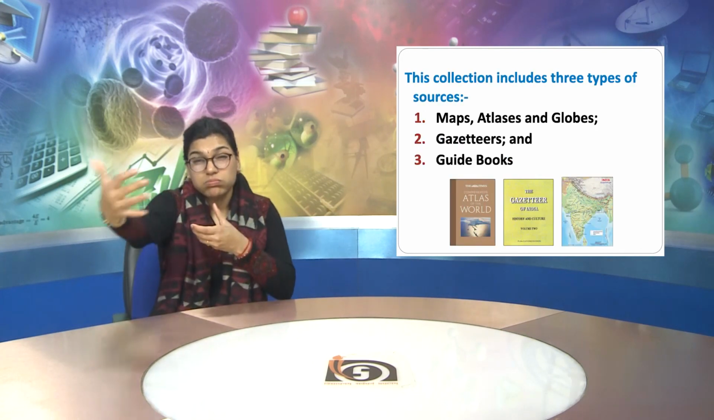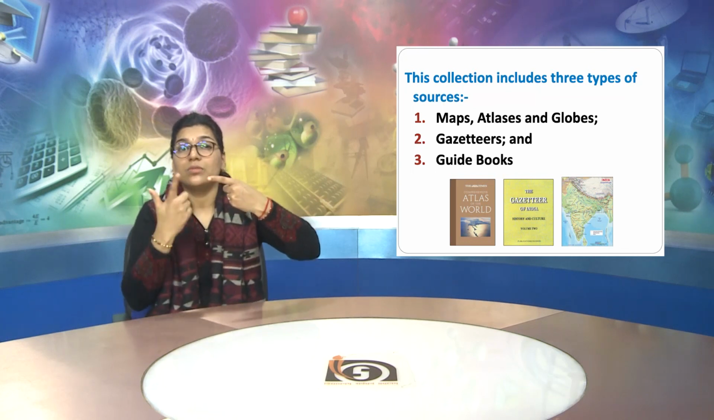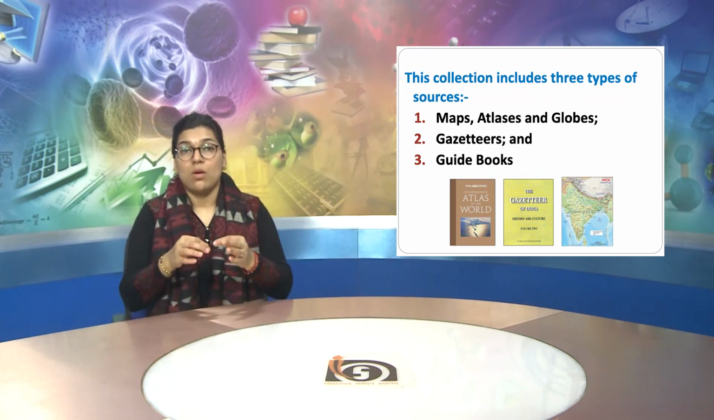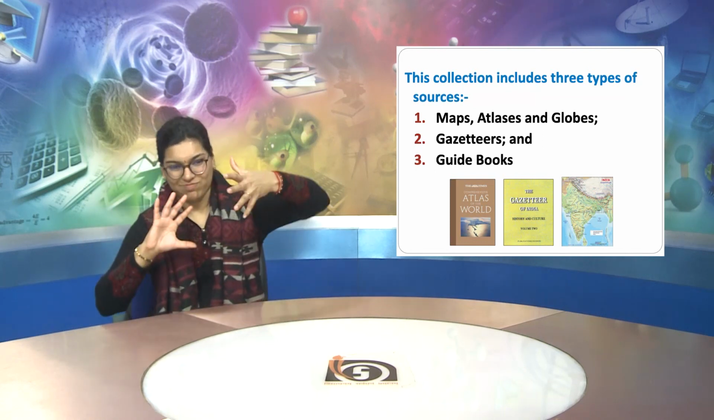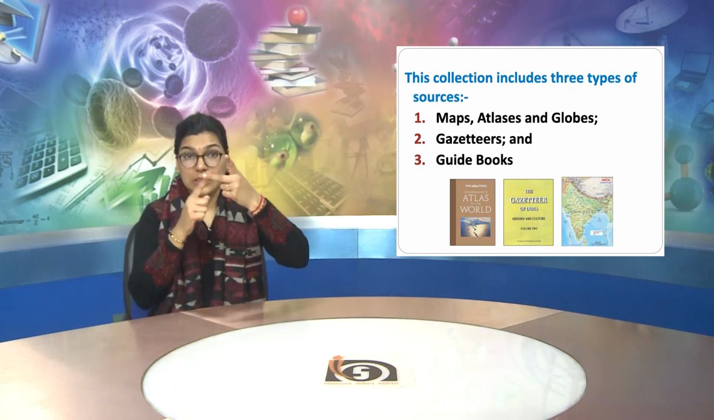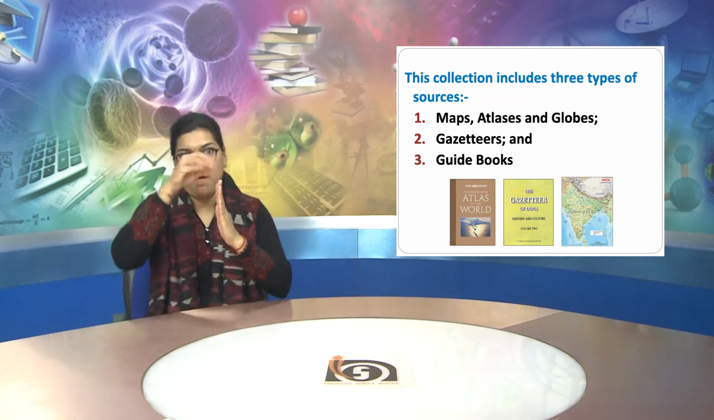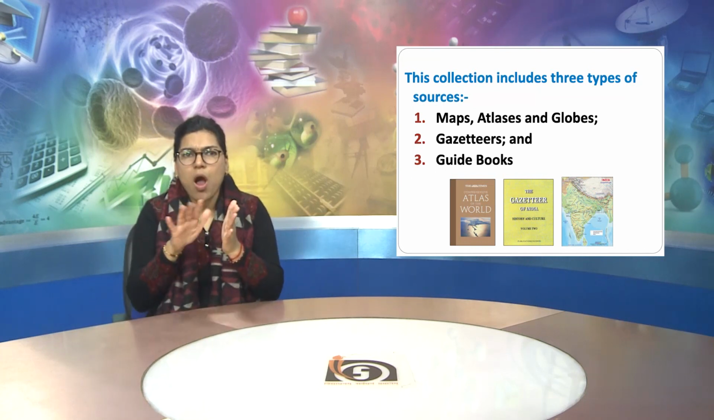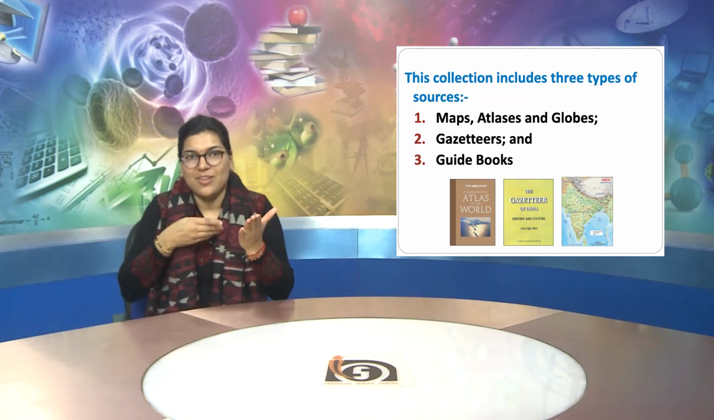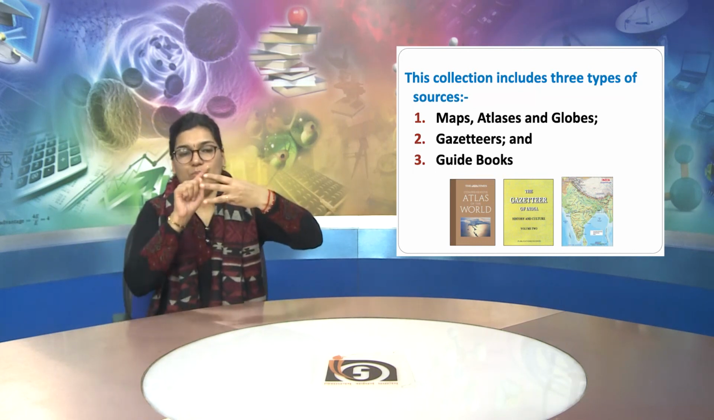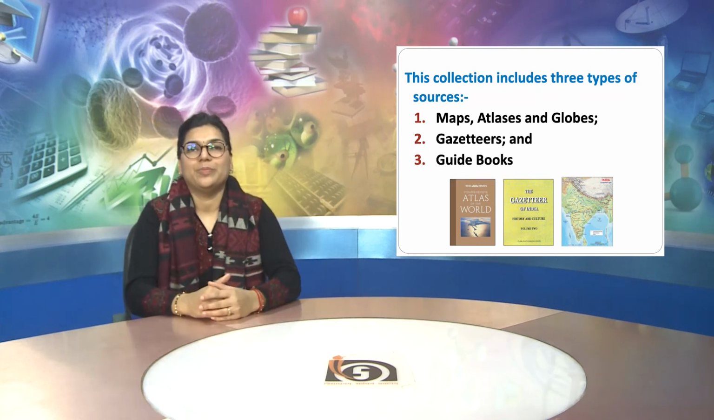All these reference collections include basically 3 types of sources. The first one is maps, atlases, and globes. The second one is gazetteers. And the third one is guidebooks. We will understand all these in further detail in further slides.